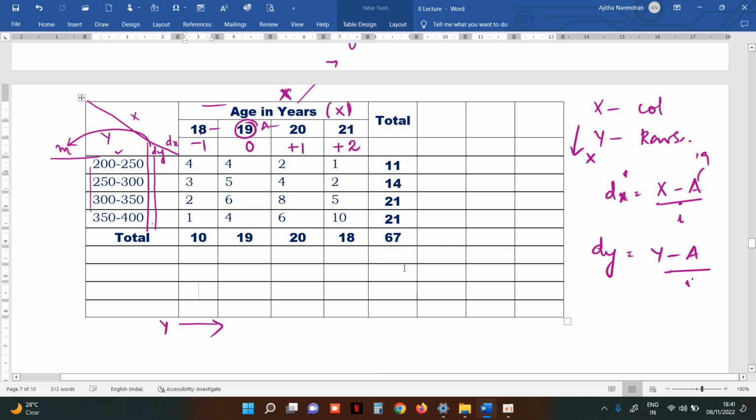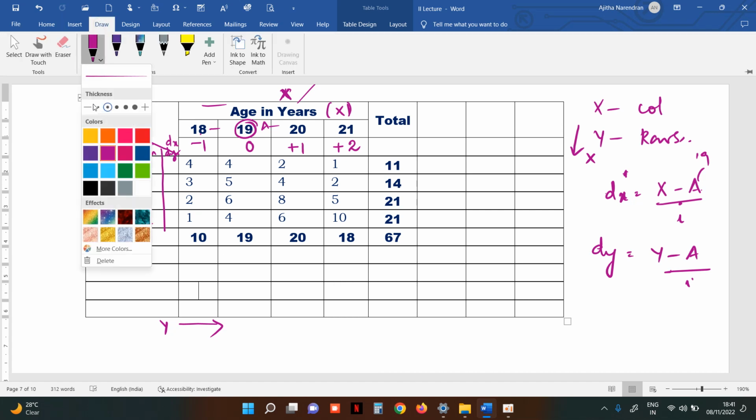One minute. I'll just delete it with the help of an eraser. Okay, I'm just putting it here. The pen I'm using. This is your mid value. Okay, this is your dy. Now tell me, what is the mid value in 200 to 250?